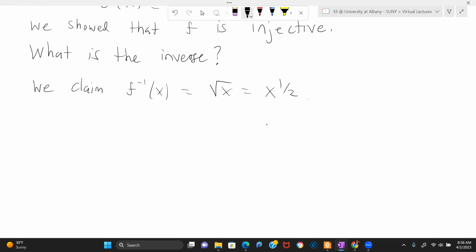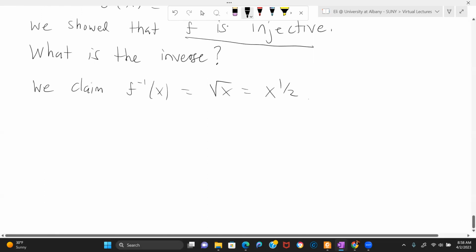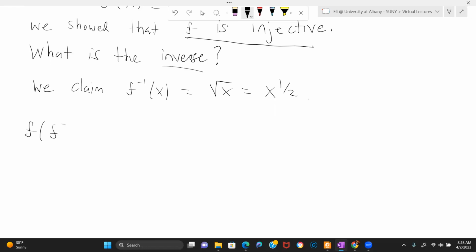So let's verify that. Actually, let me be a little more precise. Oh yeah, no. This is fine actually. So the function f is injective, so it has an inverse. And now the question is, what is the inverse? So f of f inverse of x, let's calculate that and show that it equals x. So f inverse is going to be the square root of x. And then this is going to be square root of x squared. And so those are going to cancel to give you x.